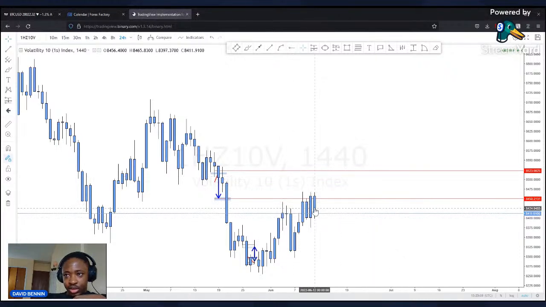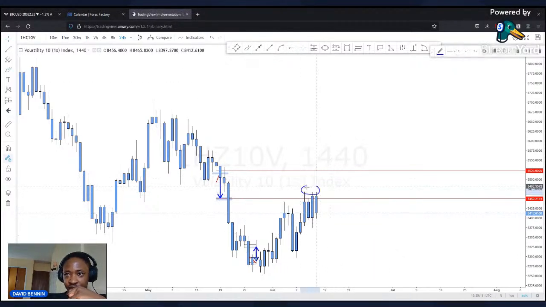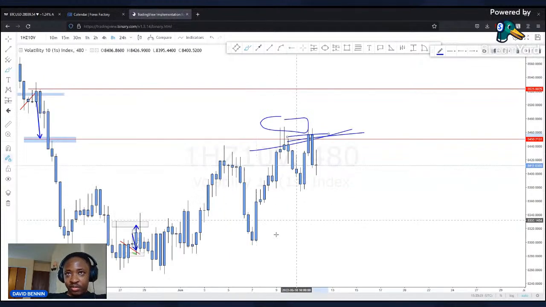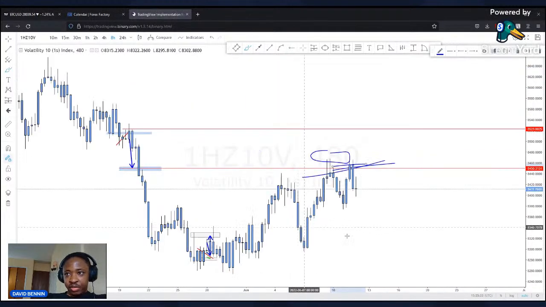All right, so this is a level that I was looking at for potential reversal on VIX 10x. We have price tapping into this level. This is on the daily time frame, very interesting. We have price rejecting from that level. So let's step down to the 8-hour time frame.